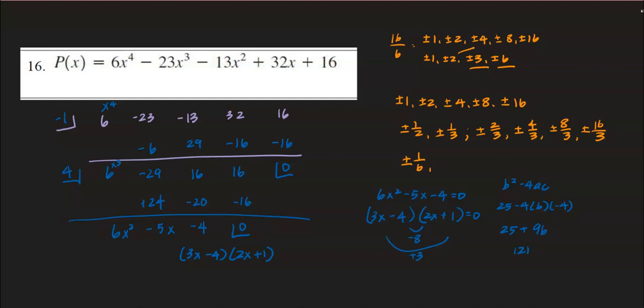So the roots are going to be negative 1, 4, 4 over 3, and negative 1/2. And our factors are x plus 1, x minus 4, 3x minus 4, and 2x plus 1. Okay? I think that's it. Good job, guys.